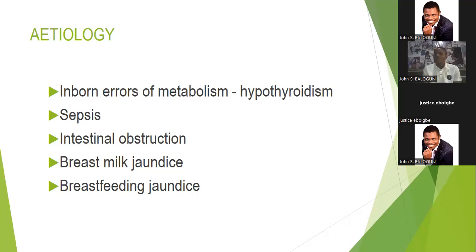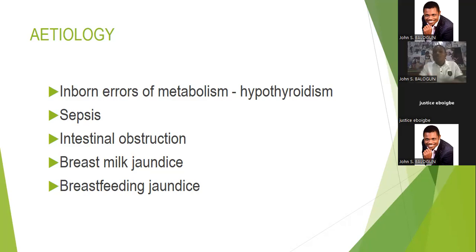But the difference between them is this. Breast milk jaundice occurs in a baby who is fully on breast milk, usually after the first week of life, because by that time the baby is feeding exclusively on breast milk. So it is the content of breast milk that is causing the jaundice. Is that taken? Now, what do you do to treat breast milk jaundice?